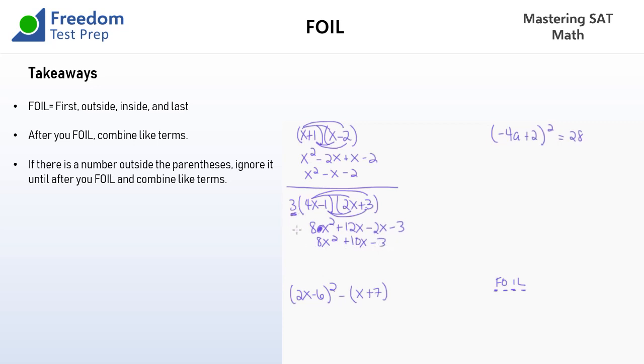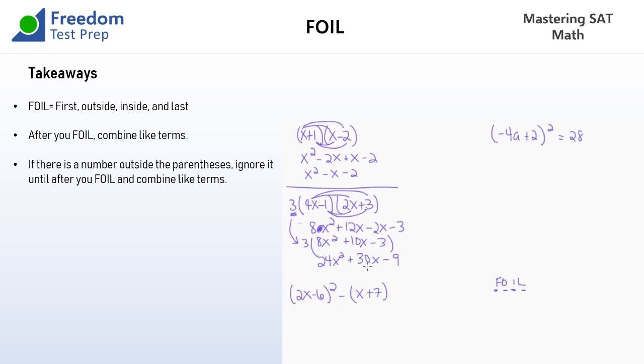Now, we have to bring that 3 down, right? We're multiplying this whole thing by 3, so we can't forget that. We just bring it right down here. And then we're distributing that 3 to every single item in the parentheses. So 3 times 8x squared is 24x squared. 3 times 10x is 30x. And 3 times -3 is -9.